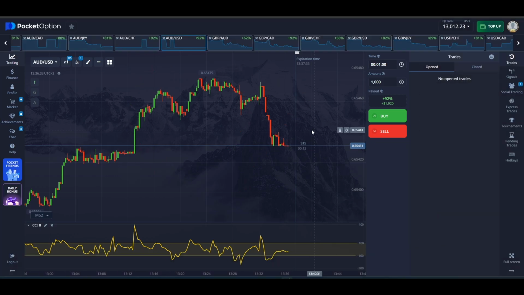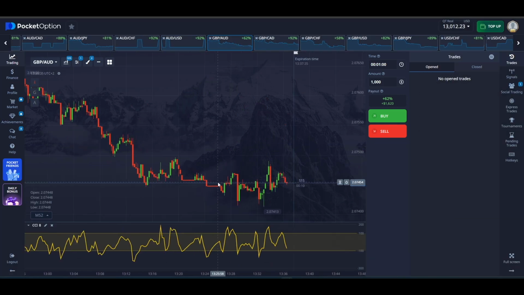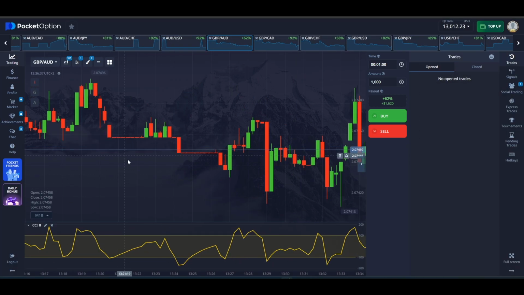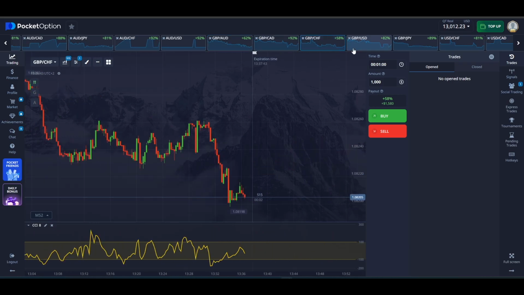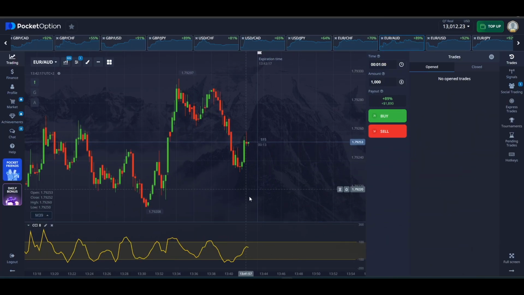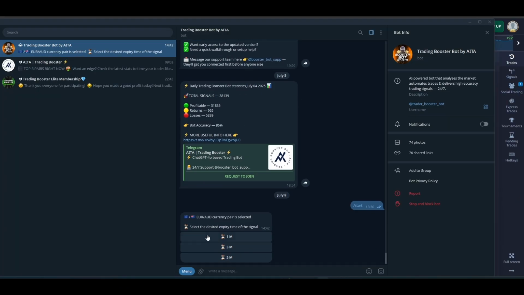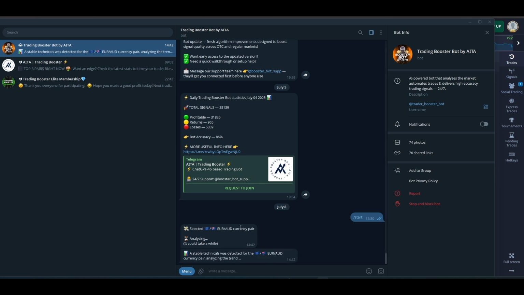But nevertheless, even in such a market, our booster bot is doing an excellent job. But you have to understand that we don't see these kinds of movements in a normal market. Apparently, today is some kind of interesting day, and maybe I missed some news. For the next currency pair, we are choosing Euro to Australian dollar. Let's see which direction the booster bot will get us now.